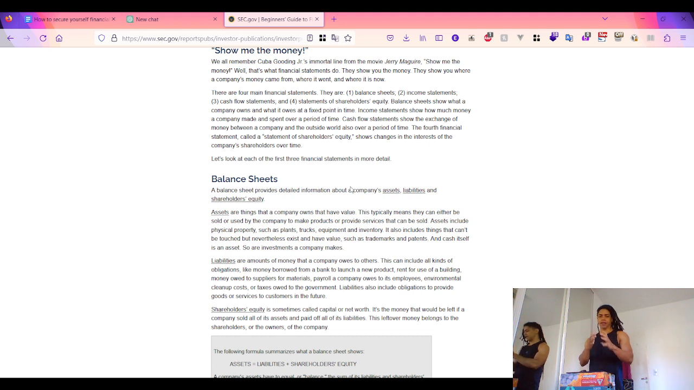So the TLDR: the balance sheet is a snapshot of the company's assets, liabilities, and shareholders' equity, whether it's quarterly or annually. Income statements show you how much money a company made, also known as the net earnings or net losses. And the cash flow report shows the company's inflow and outflow of cash.